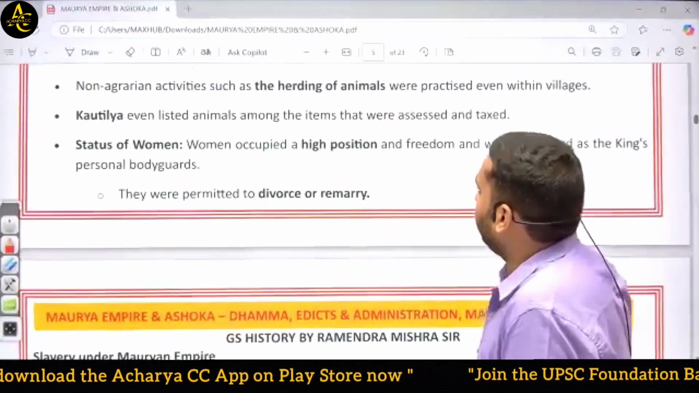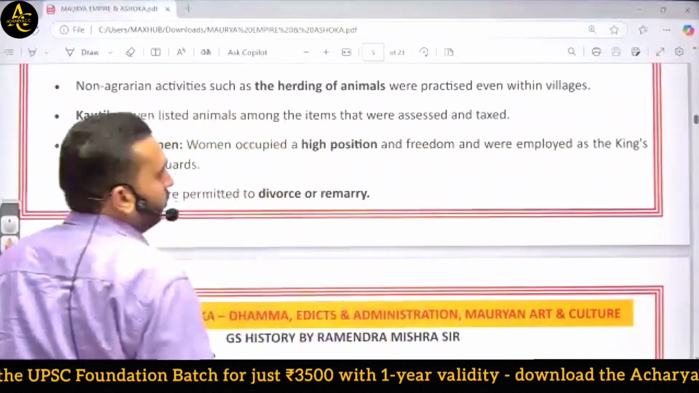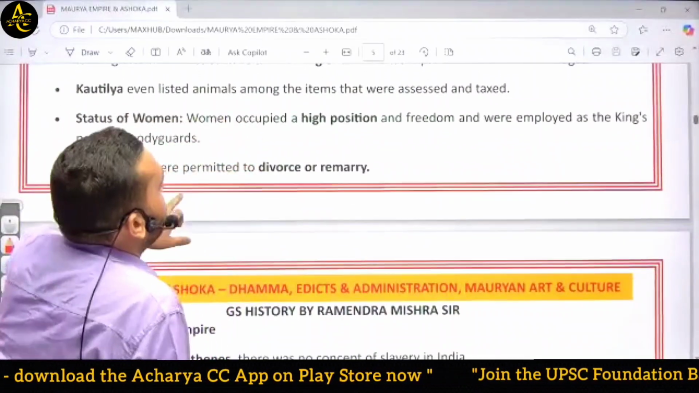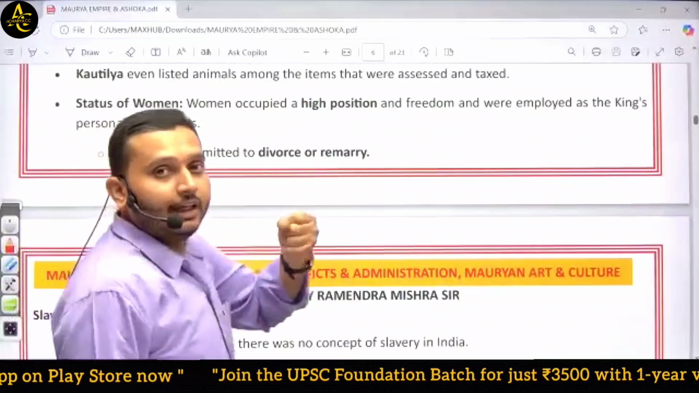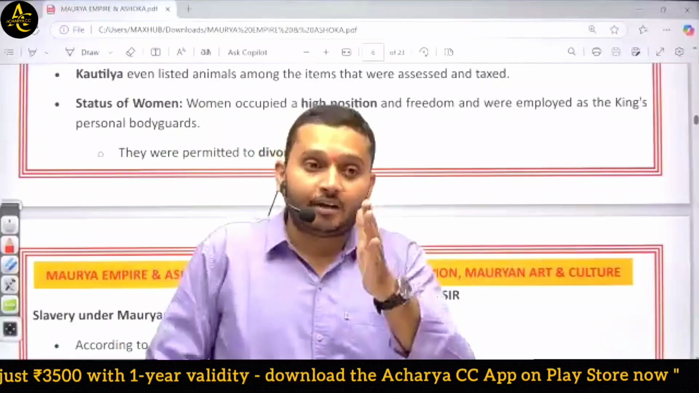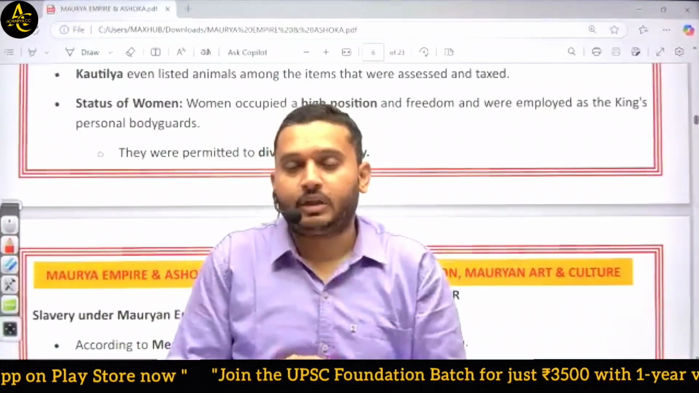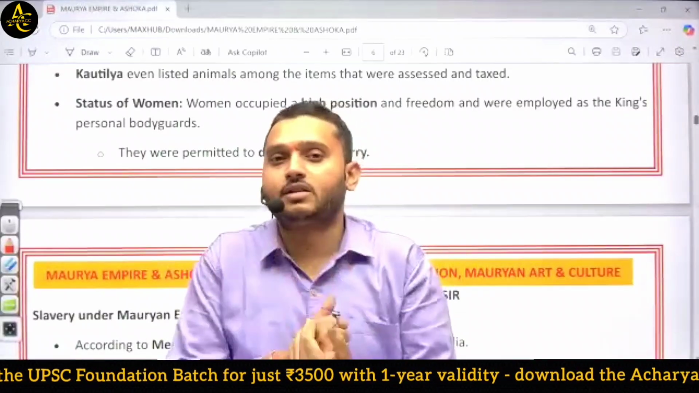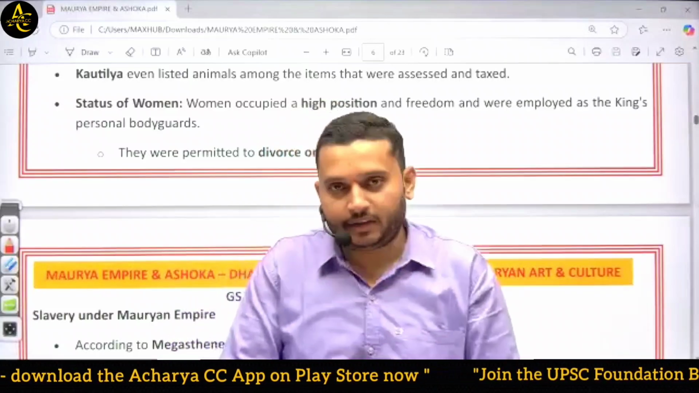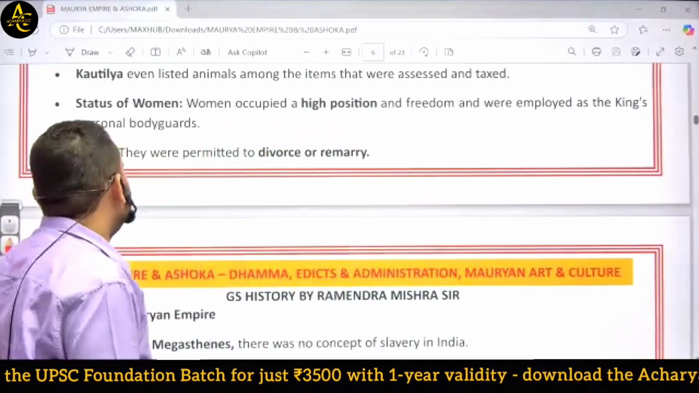Other non-agrarian activities, obviously animal husbandry, and development of various other goods. Kautilya even listed various animals among the items that were assessed and taxed. So obviously when the king received the taxes, that means those professions were doing well. That means the traders of those professions gained a huge profit and paid tax or revenue.